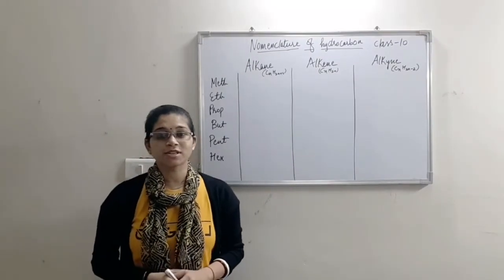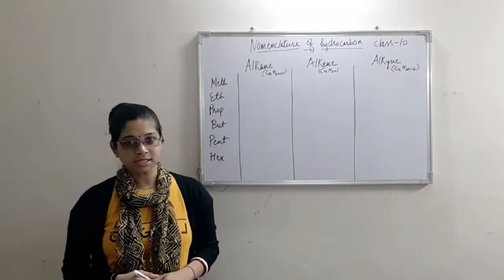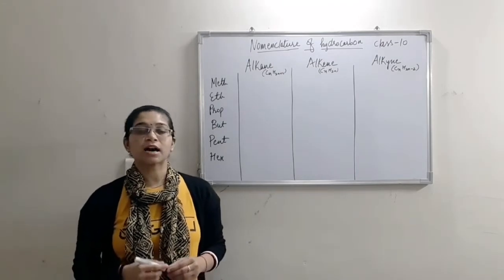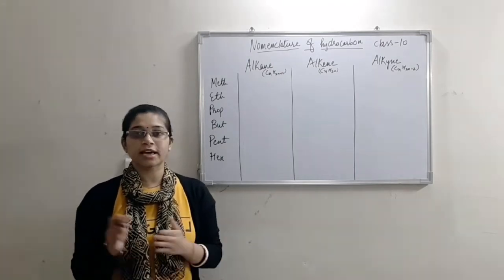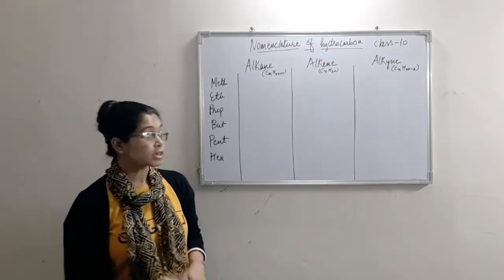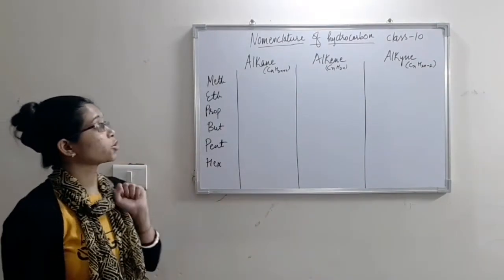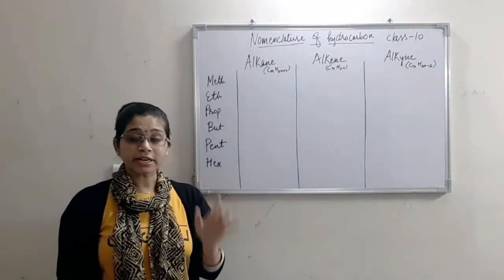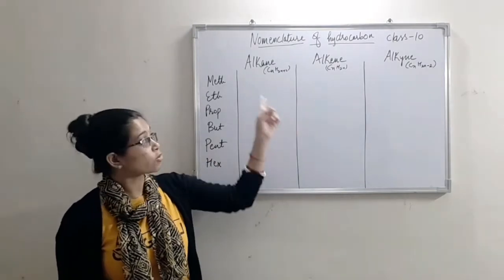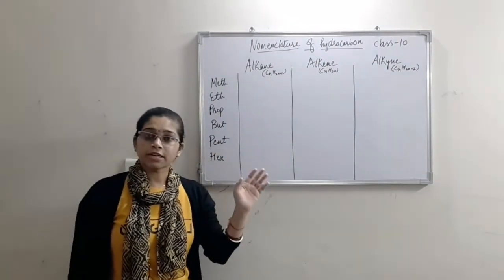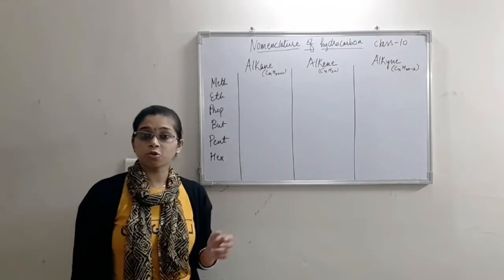Today we are going to start nomenclature of hydrocarbons. As you know, hydrocarbons are those compounds in which hydrogen and carbon are there. Today we are first of all going to discuss nomenclature of all of these compounds. These three series are there. After that we will also be discussing the homologous series.